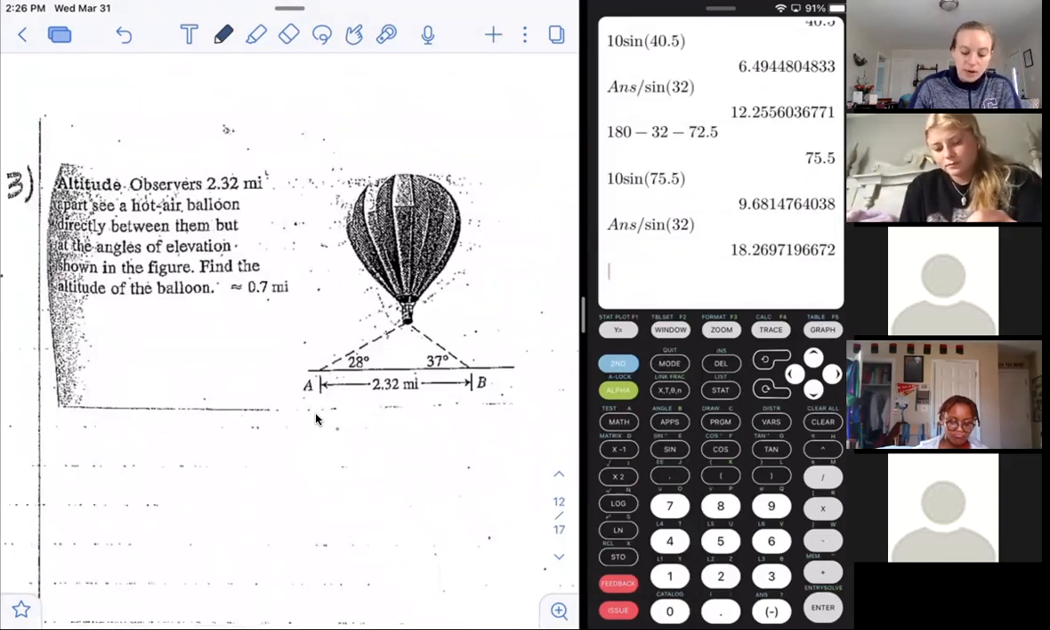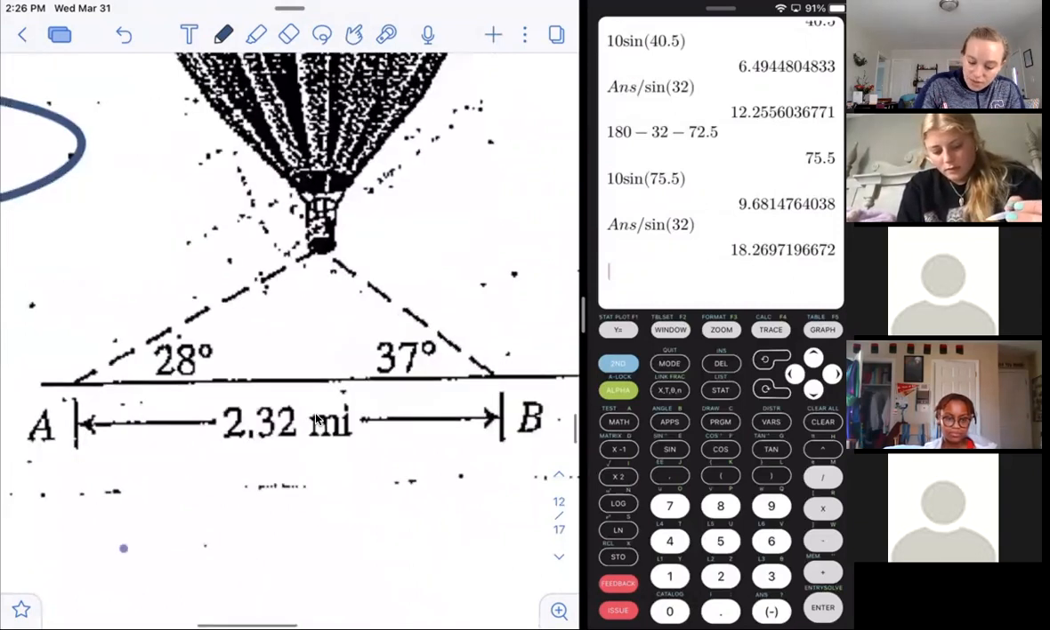All right, this word problem says that we've got 2 observers, points A and B, that are 2.32 miles apart. They see a hot air balloon directly between them, but the angles of elevation are different and they're shown on the figure. We want to find the altitude of the balloon. I even gave us the answer here, so we're just confirming the answer. Altitude means the height of the balloon.